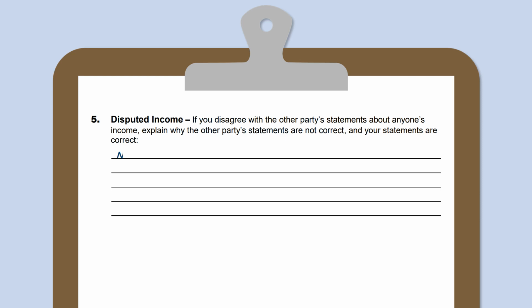However, this might also be a place where you can note any information you might have about the other person's income. Maybe you know they have income from a small business or other sources, and you want to make sure this is taken into consideration. This is a place where you can note that.